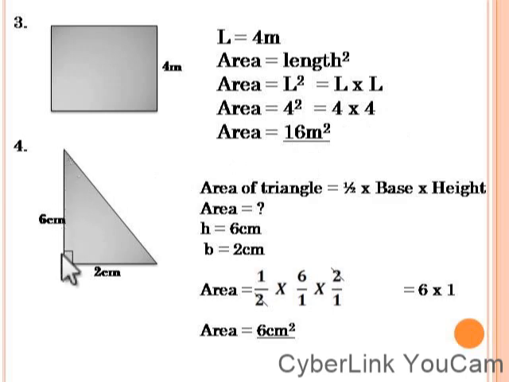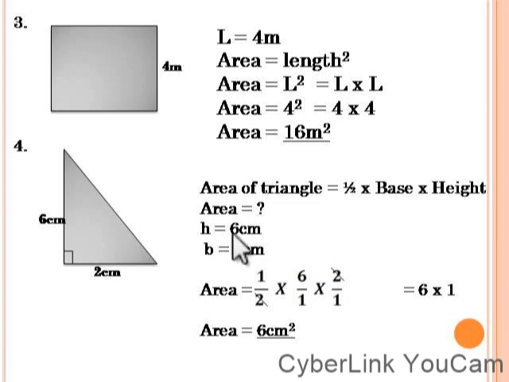This is the height of the triangle, 6 centimeters. And this is the base of the triangle, which is what? 2 centimeters. Here we demonstrate it. Area of triangle is equal to half times base times height. Okay? Half times base times height. Then the area is what we are looking for.